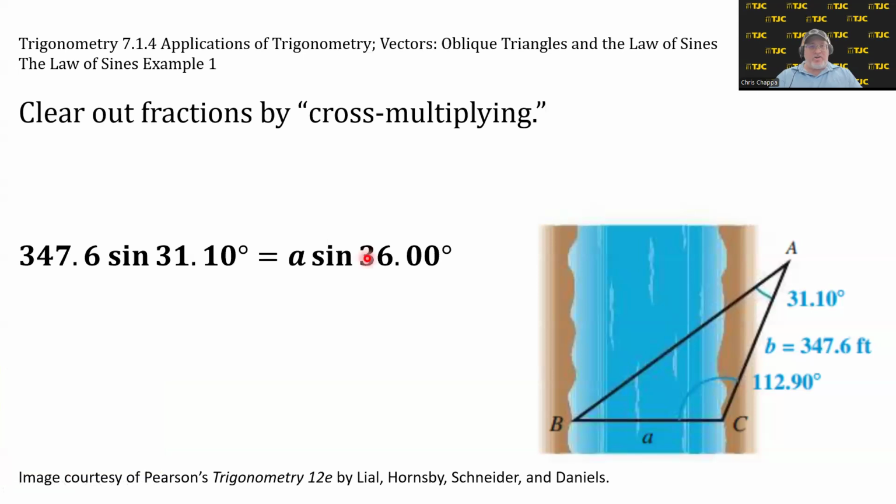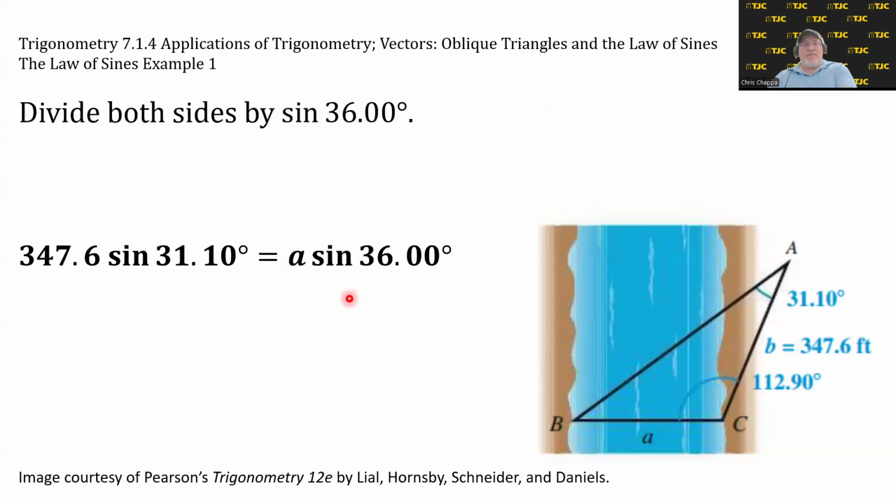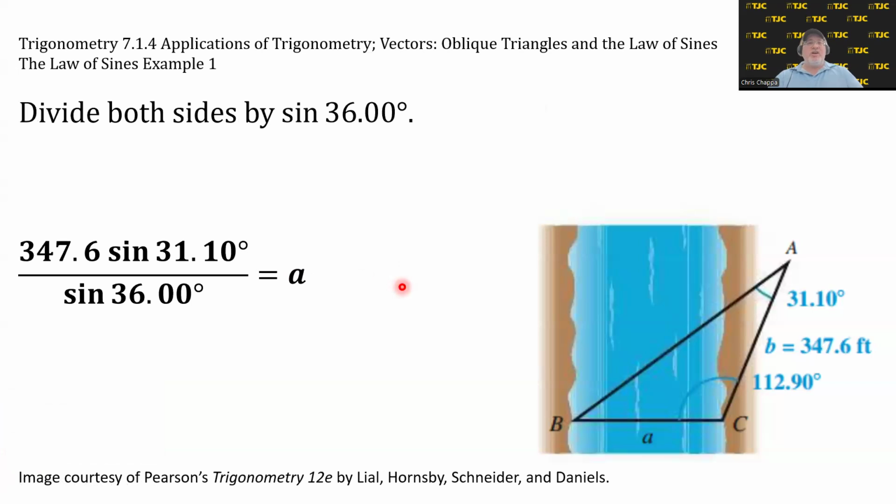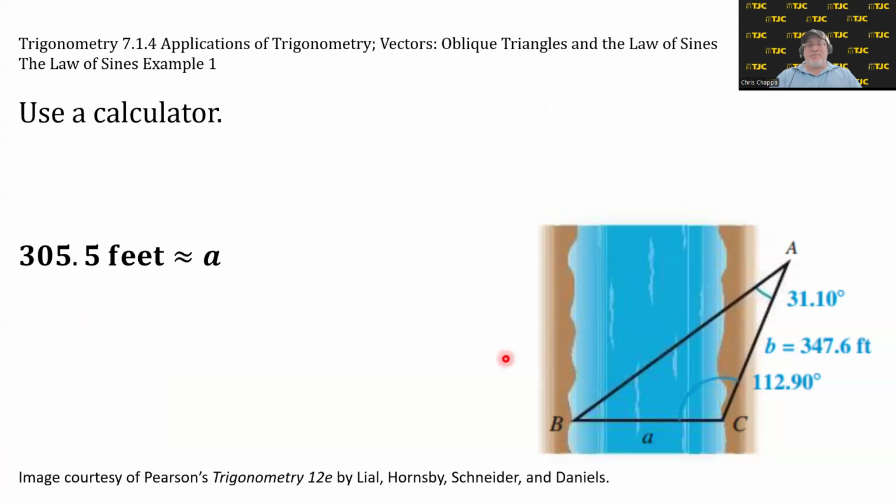At this point, it's a pretty straight shot to solve for A. We'll just divide both sides by sine of 36 degrees, and we get A is 347.6 times sine of 31.10 degrees divided by sine of 36.00 degrees. We get out a calculator, and we get that A is approximately 305.5 feet. It's problems like this that make me say trigonometry is good for measuring things when you can't just drag a tape measure across it. For example, it'd be hard to just drag a tape measure across this river.